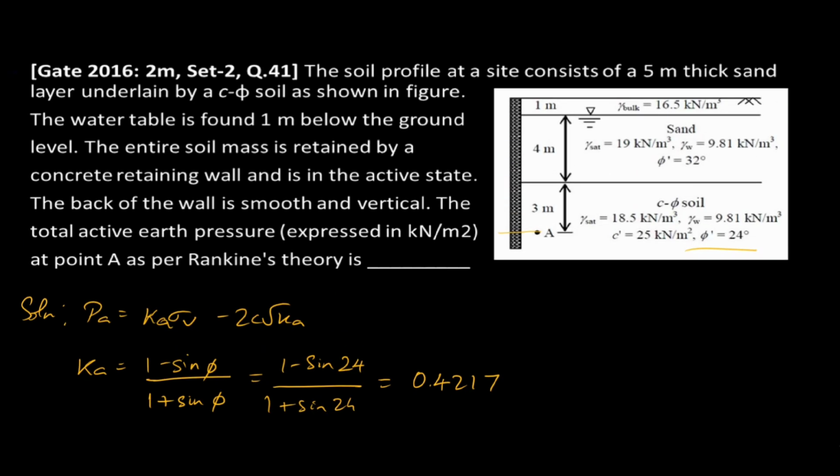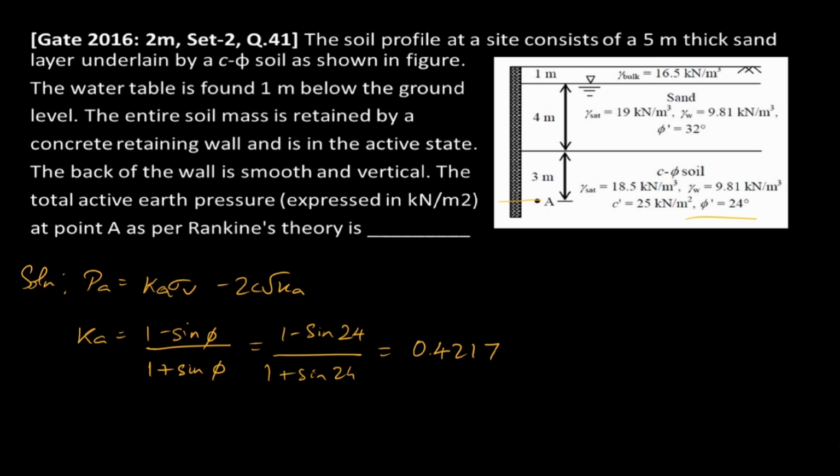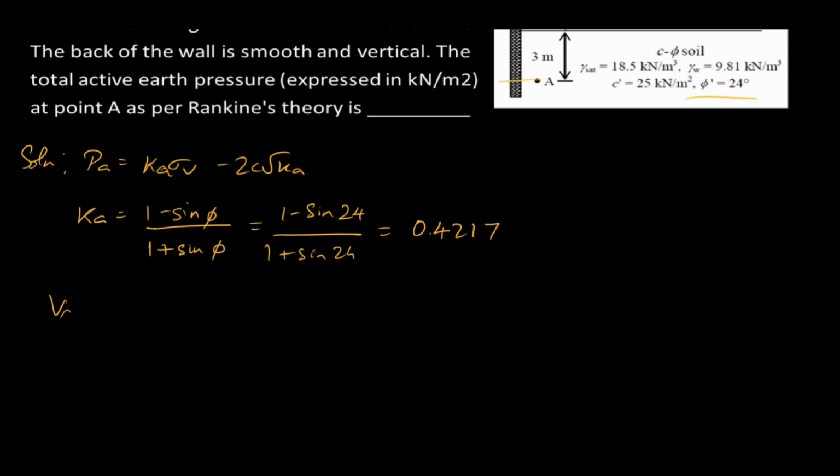If you see the diagram, they have asked us to find out the active earth pressure. In this soil profile, you need to neglect the pressure exerted by the water on the concrete wall, because pressure exerted by water on the concrete wall will come under hydrostatic stress. So, the value of Ka will not be multiplied with gamma W for this problem. Okay. So we'll find out the total vertical stress.